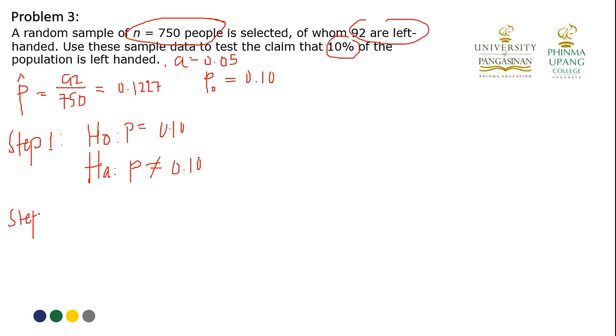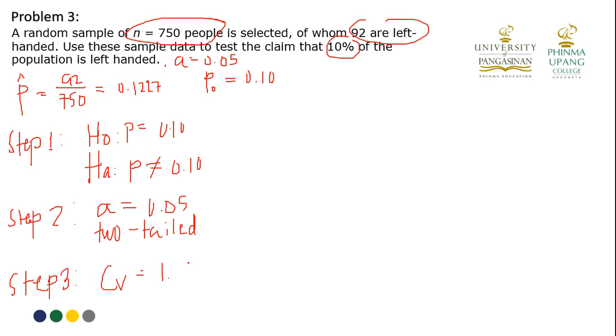Step number 1, the HA is not equal because the problem has no directions. Step number 2, the alpha is already given, 0.05, and 2-tailed siya. Then, what is the critical value, guys? 1.96. Okay, 1.96. Thank you. 1.96. Step number 4, the z proportion.